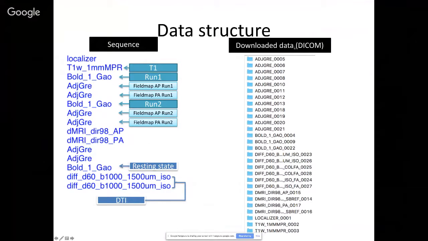After you download the data from the server, you will see a list of folders for each subject. Here you have a folder called T1W MPR 0003, which is the T1 image you want to use for the following data analysis.